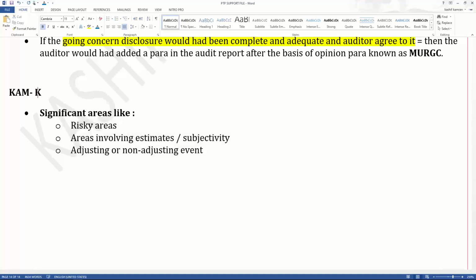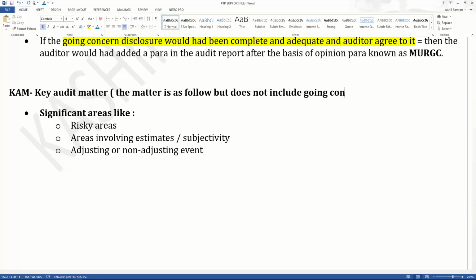So when you look at the word CAM, key audit matter, the matter is as follows, but does not include a going concern matter. I hope you're clear on that. So you need to pick up this word matter. Which matter in a CAM? Significant areas like the following. That is the definition of a matter for CAM.